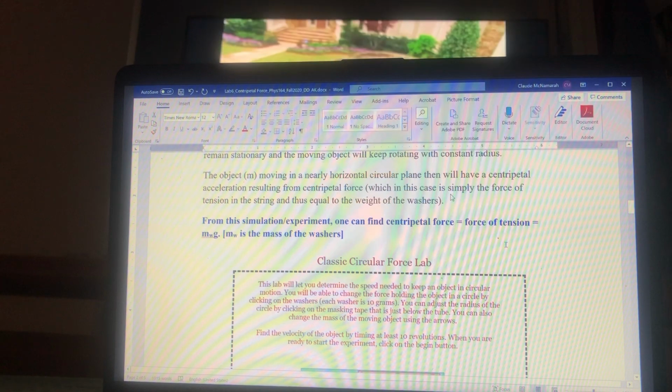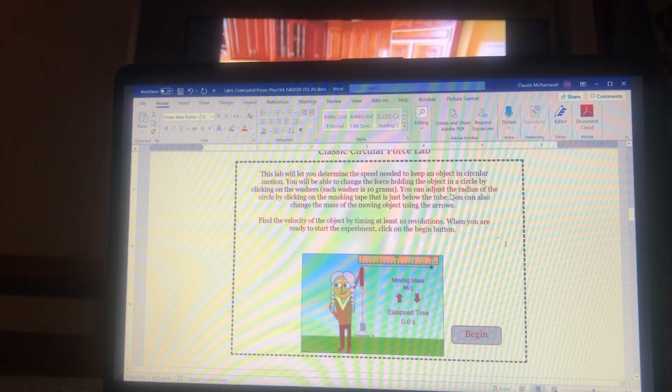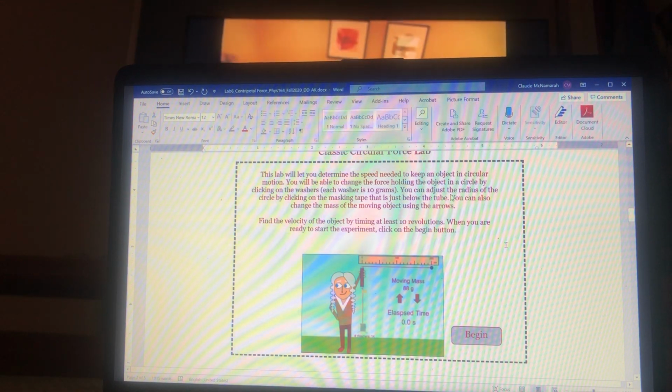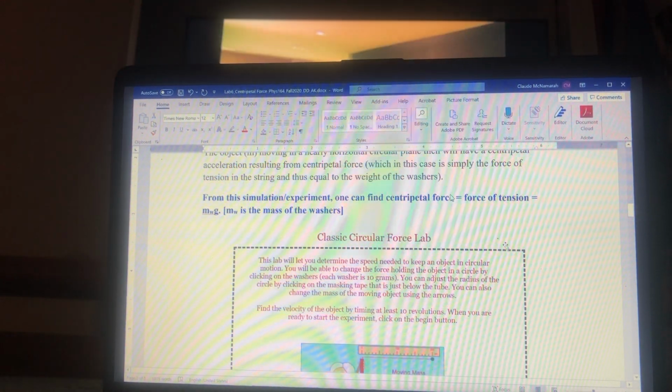From this simulation or experiment, one can find the centripetal force, which is the force of tension, which is the weight of the washer. So we say the same thing repeatedly, so you get it.